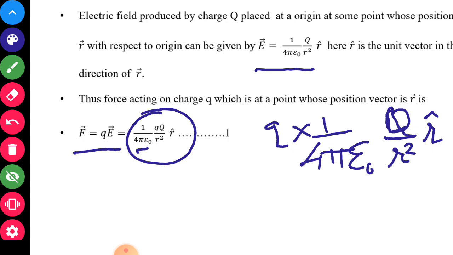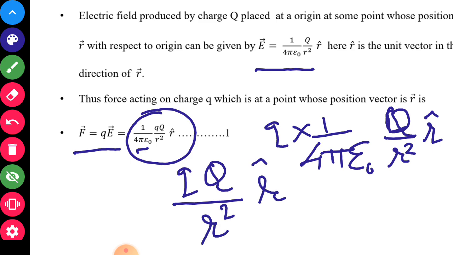Q1 is small q, capital Q is Q2, upon r square r cap, which shows the direction of the force, which is in the direction of the unit vector of vector r. So this is all we have studied. This is Coulomb's law itself.